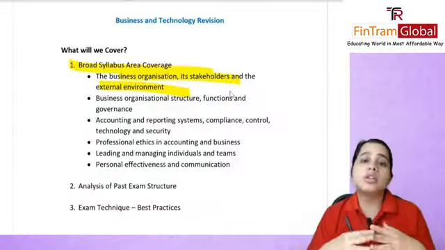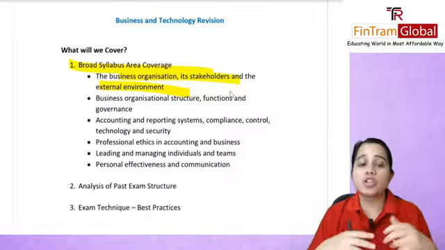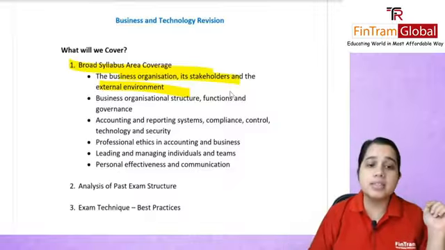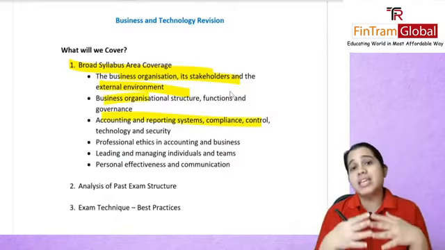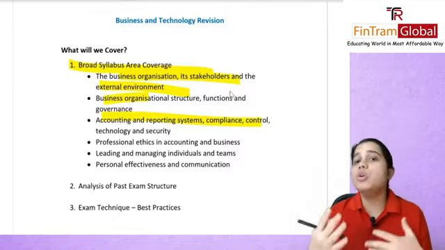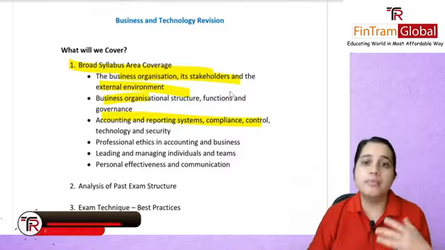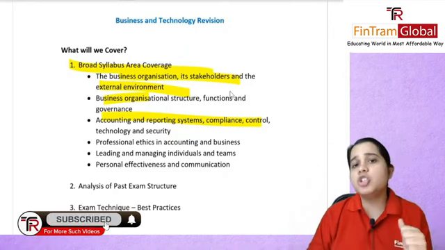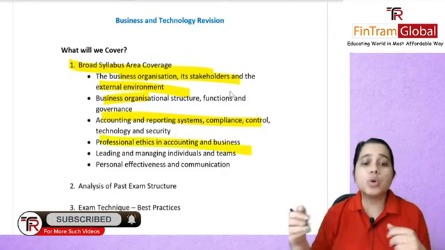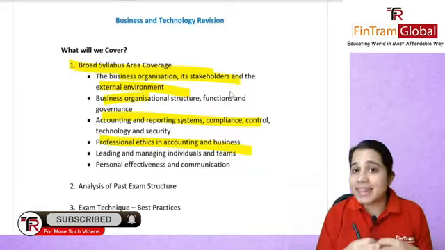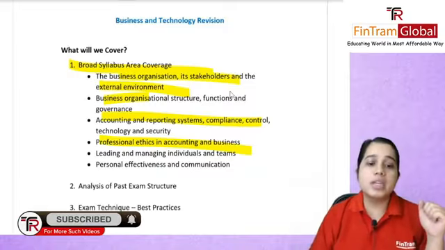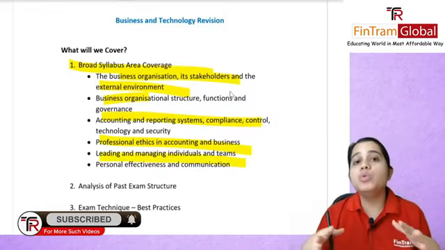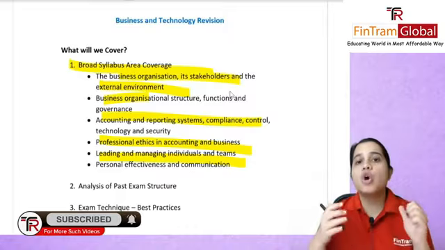We had also talked about the business organization structure, what were the functions, the governance. We had talked about accounting and reporting systems. How do companies have to comply with them? What was the technology that they use, security. We also covered professional ethics in accounting and business. We also covered how these companies manage their teams or individuals.